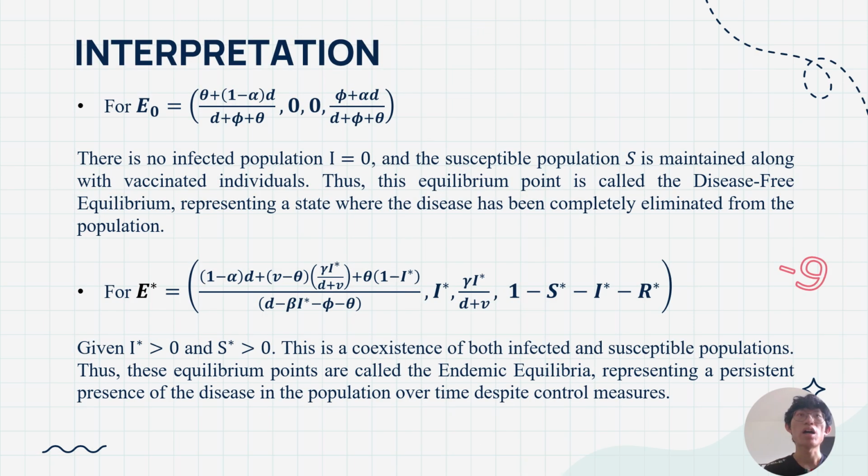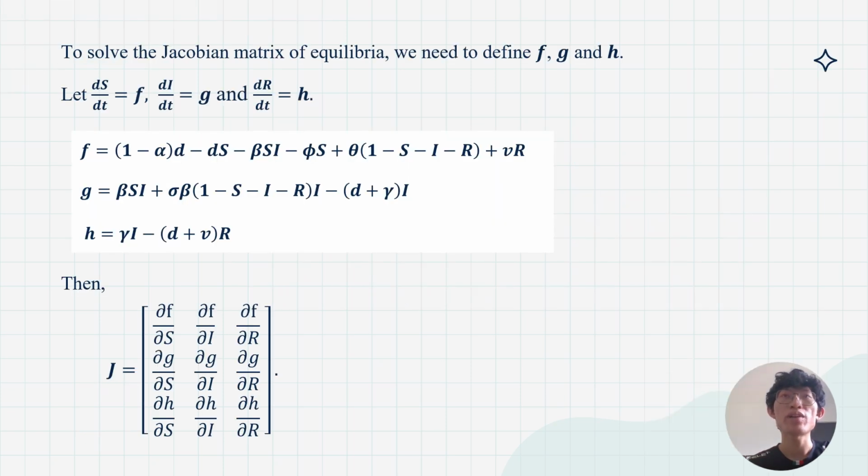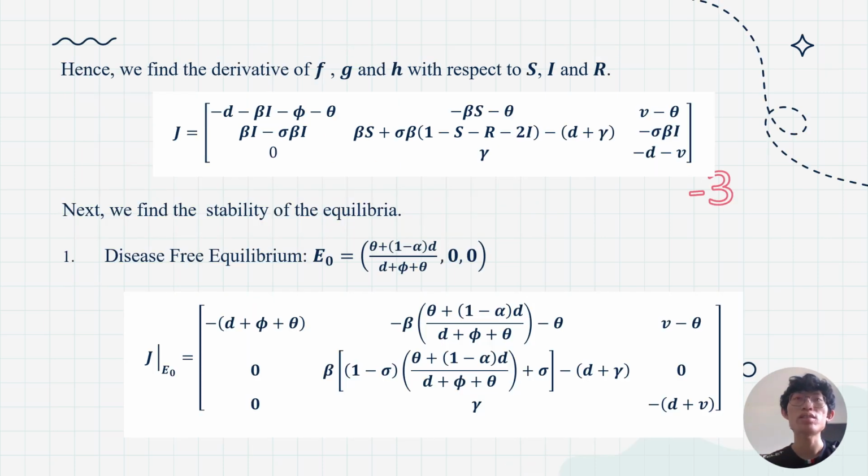Then we use I* larger than 0, which means it is an endemic equilibrium EE, to find the E*. For the E0, there is no infected population, and the susceptible population S is maintained along with vaccinated individuals. And for the E*, given that I* is larger than 0, we call it an endemic equilibrium. Now we are doing our stability analysis using the Jacobian matrix. First, we define F, G, and H to solve the Jacobian matrix of the equilibrium. Then we substitute the E0 into the Jacobian matrix.